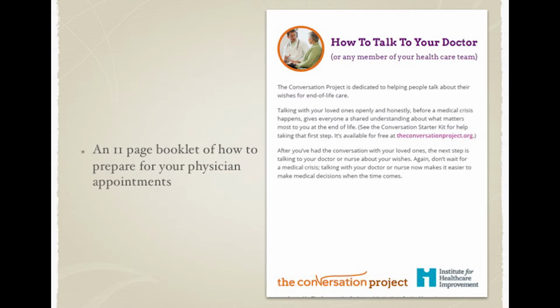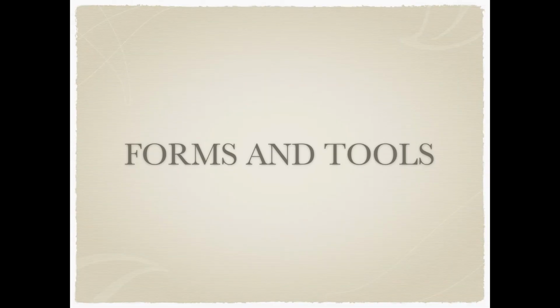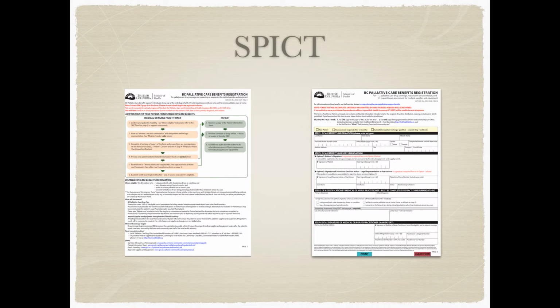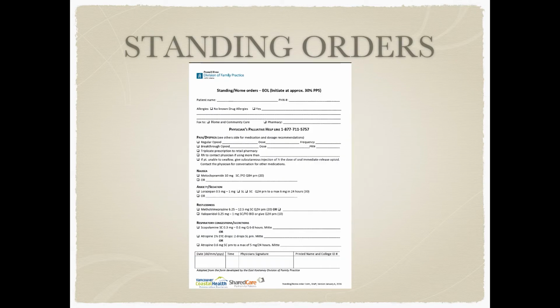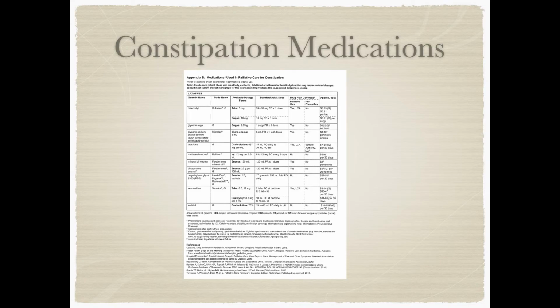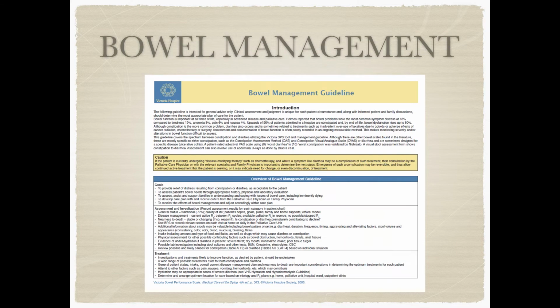There's an 11-page booklet on how to talk to your doctor and to prepare you for your physician's appointments. And then in the forms and tools, the SPICT form, which we've talked about already, the PPS, Red Cross loan cupboard form, standing orders for home and community care. So on discharge, these orders would be what the physicians could order instead of handwriting everything out. They have their constipation medication protocols, and that was based off of the Victoria Hospice one.